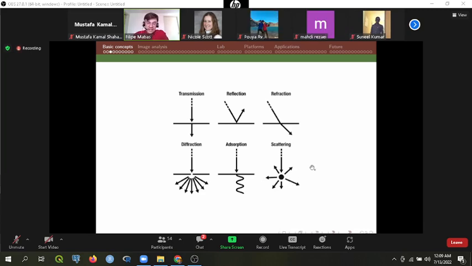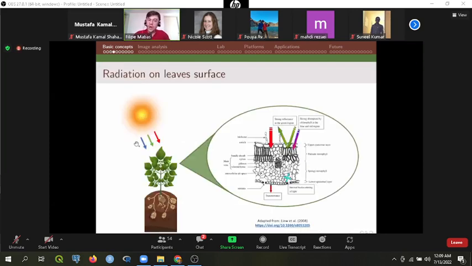Okay, you're going to agree with me that all those types of reactions happen when the radiation coming from the sun, for example, or from a light, comes to a surface. Everything happens at the same time. For example, here we have the sun, all this radiation coming, right? And here we have our object. In our case, it is a plant.